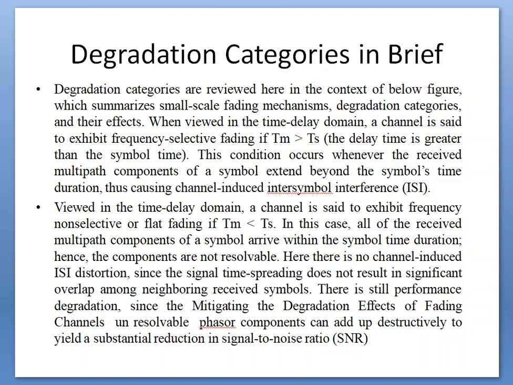When viewed in the time domain, a channel is said to exhibit frequency selective fading if Tm is greater than Ts, that is, the delay time is greater than the symbol time. The condition occurs when the received multipath components of a symbol extend beyond the symbol time duration, thus causing channel induced inter-symbol interference, which can be called ISI.